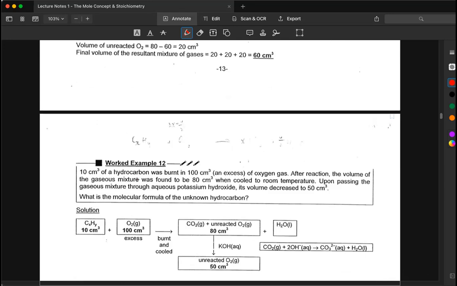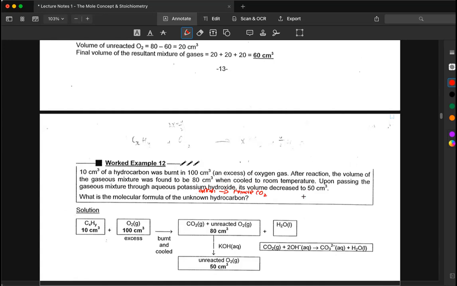So you have 10 cm³ of hydrocarbon burned in 100 cm³ of oxygen gas. After reaction, the volume of the gaseous mixture was found to be 80 cm³ when cooled to room temperature. Upon passing the gaseous mixture through aqueous potassium hydroxide, the volume decreased to 50 cm³. So you need to understand what is the purpose of the potassium hydroxide. It is alkaline. So it is used to remove CO2 because CO2 is acidic gas. So the decrease in volume is because CO2 is absorbed by the potassium hydroxide.